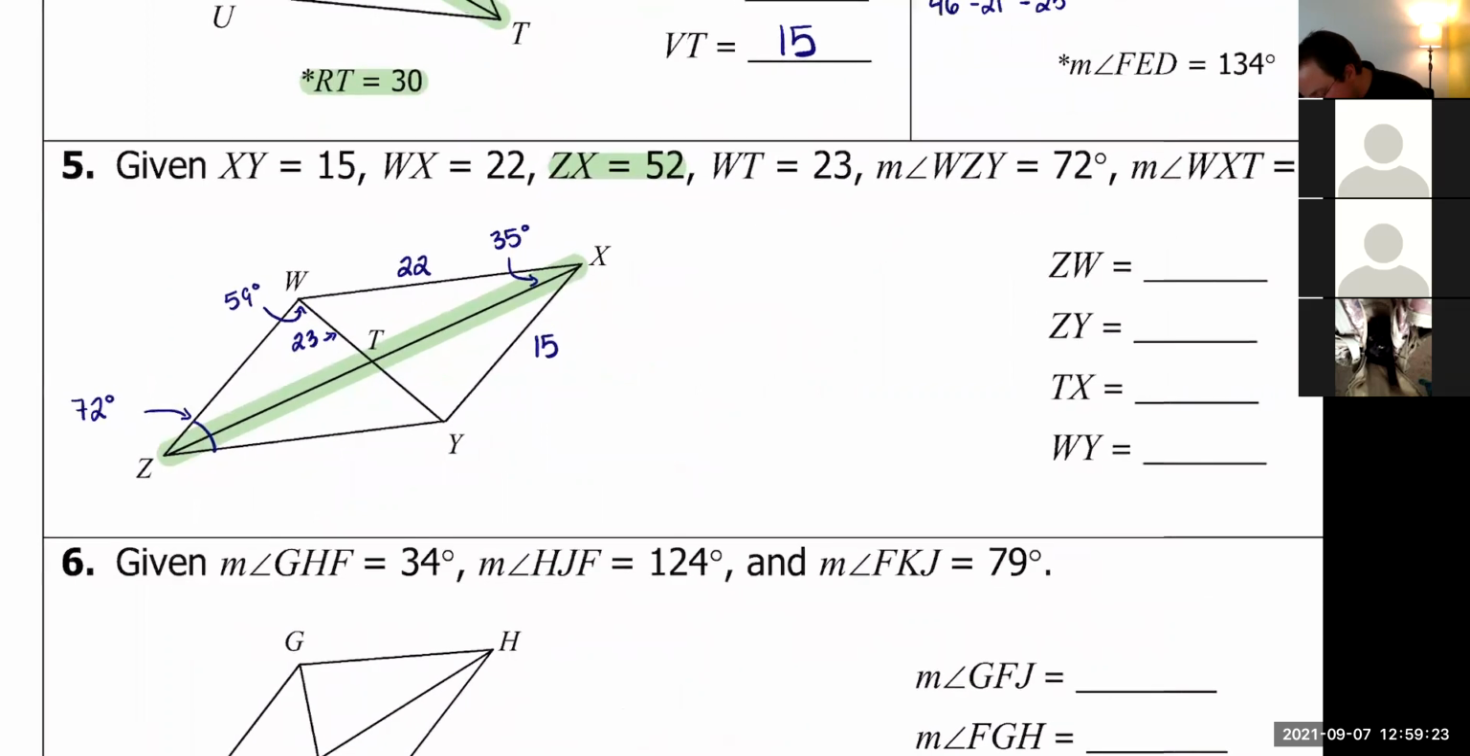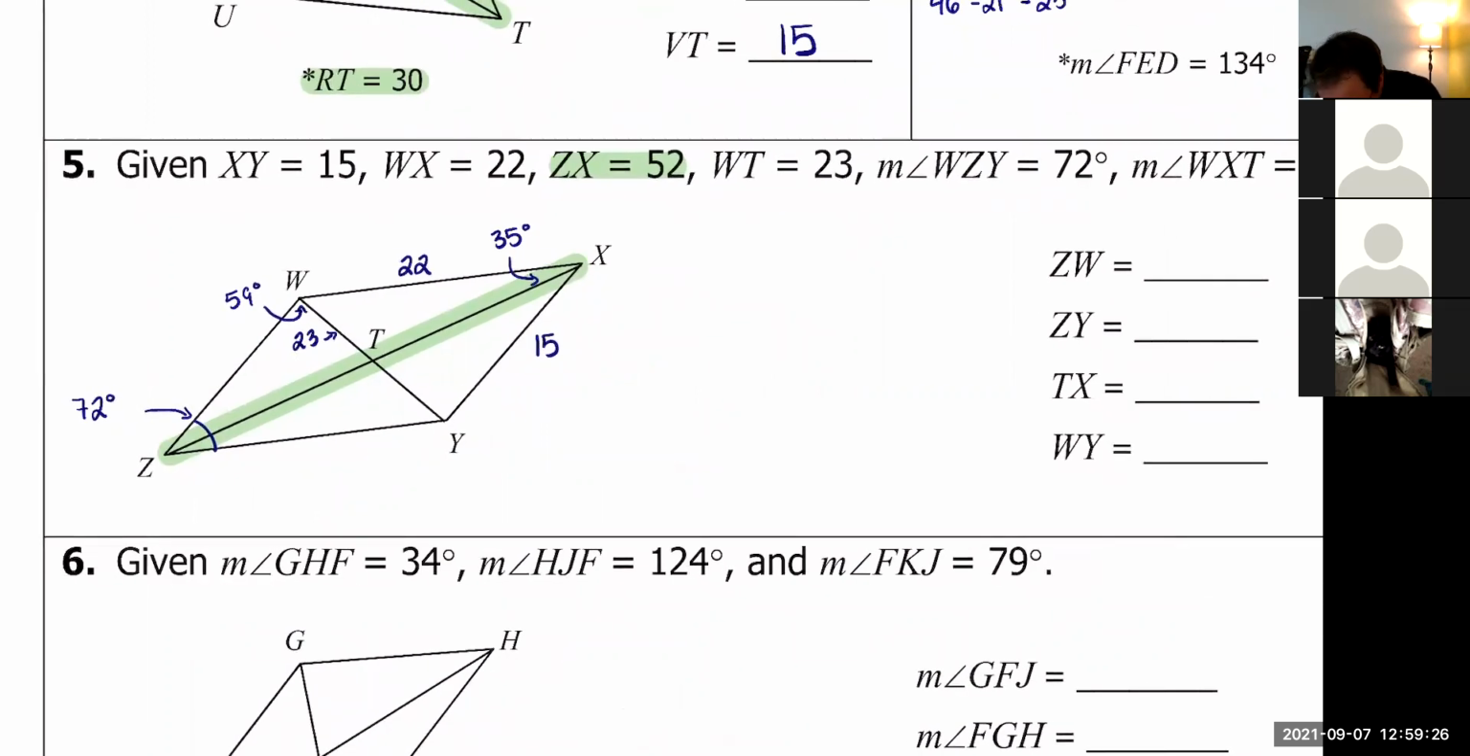Starting with these segments. So ZW, what is the length of ZW? 15. How's it 15? Because it's opposite from YX. Yep, opposite sides are congruent. What about ZY? It's opposite the side measuring 22, so it's also 22. What about TX? It would be half of 52. That is correct, which I believe is 26.